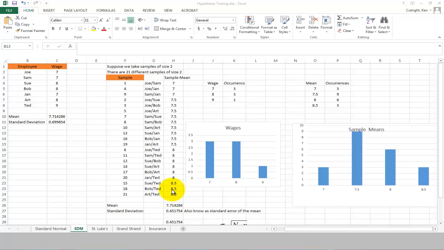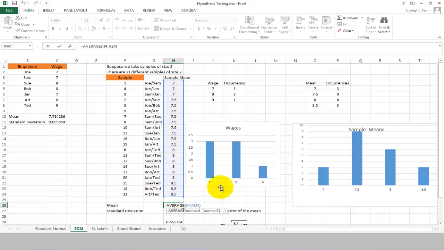What we talked about just a minute ago was that if we take the average, which we will right here, of the wages of those 7 employees, that should be exactly the same as if we take the average of all of the sample means of size 2. And it turns out it is. If you look at that, you'll see that we have a 7.71 here and a 7.71 up here.